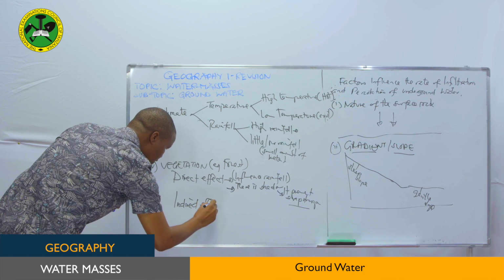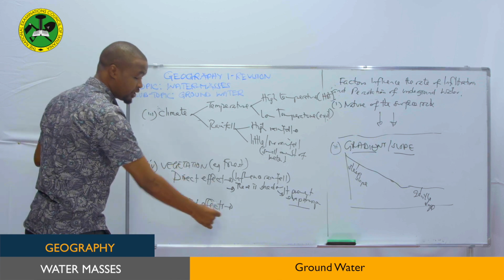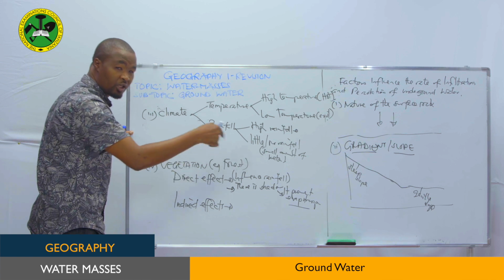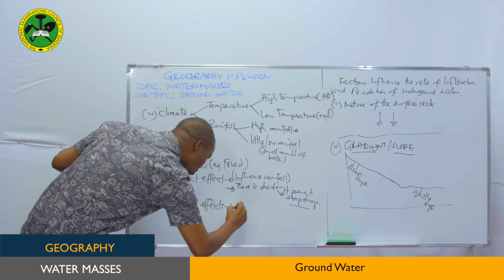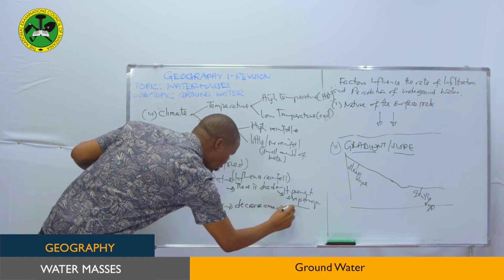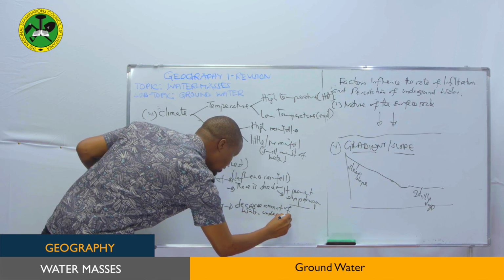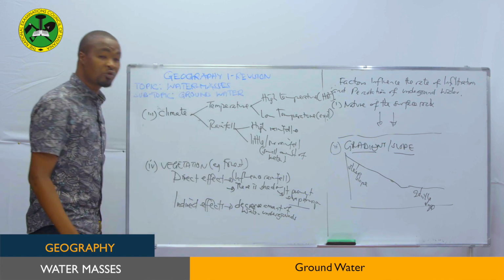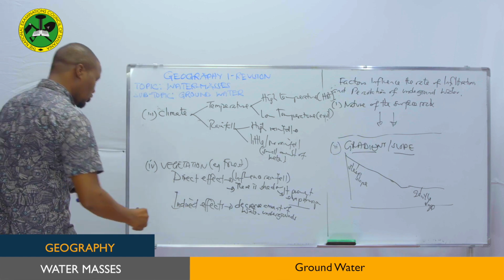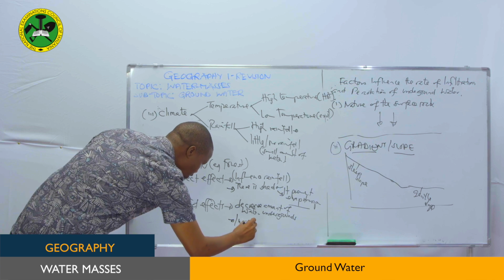Indirect effect means sometimes vegetation may reduce the amount of water underground. How? We know vegetations are living things. They use the water which is inside the ground, so they decrease the amount of water underground. Why? Because vegetation, as I said, are living things, so they use water for the photosynthesis process. This is an indirect effect.